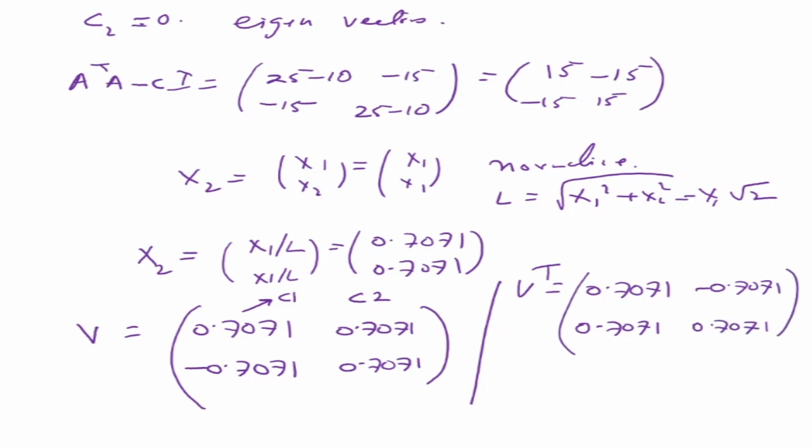Okay, so I've got my VT. That is the direction of the axis before rotation. Now, to get the axis after rotation, I need to find U. Remember that the SVD of A was equal to U sigma VT. I have found sigma and VT, so I need to find U.